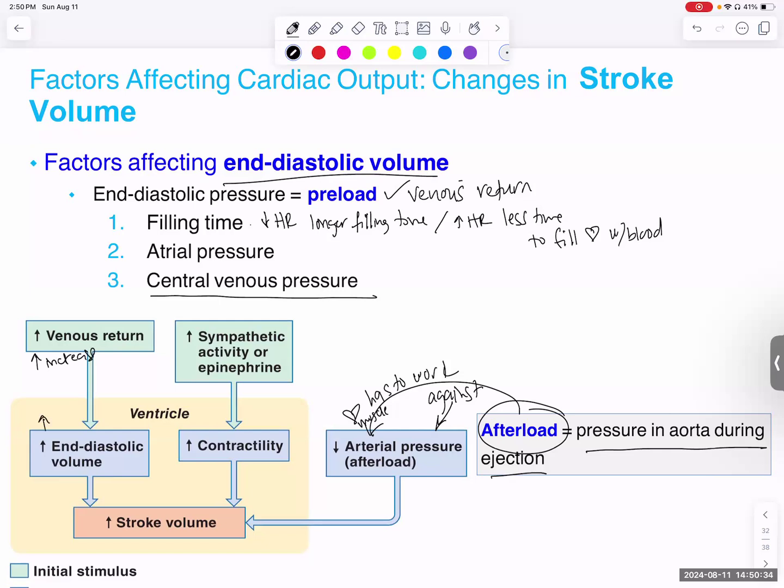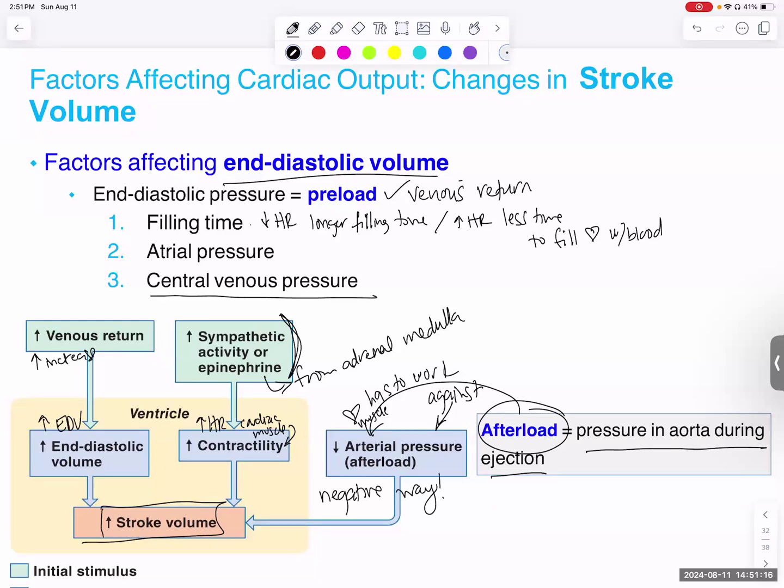So if you do increase venous return, that's going to increase end diastolic volume, which ultimately increases stroke volume. But you can also have sympathetic activity or the release of epinephrine, norepinephrine from the adrenal medulla. Either way, both of them can activate the SA node to fire action potentials, increasing heart rate, but also innervate the cardiac muscle itself to increase the contractility. That also increases stroke volume. What is going to affect stroke volume in a negative way is afterload. This can actually decrease stroke volume.